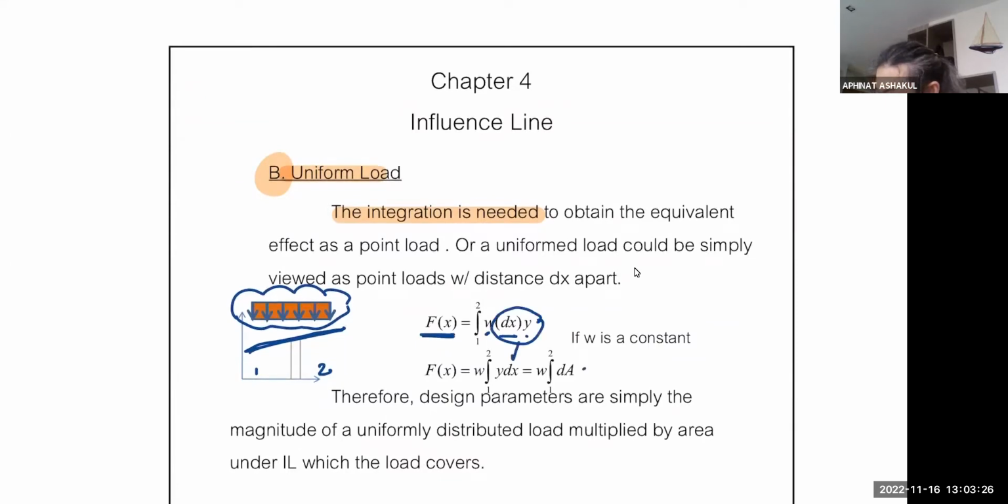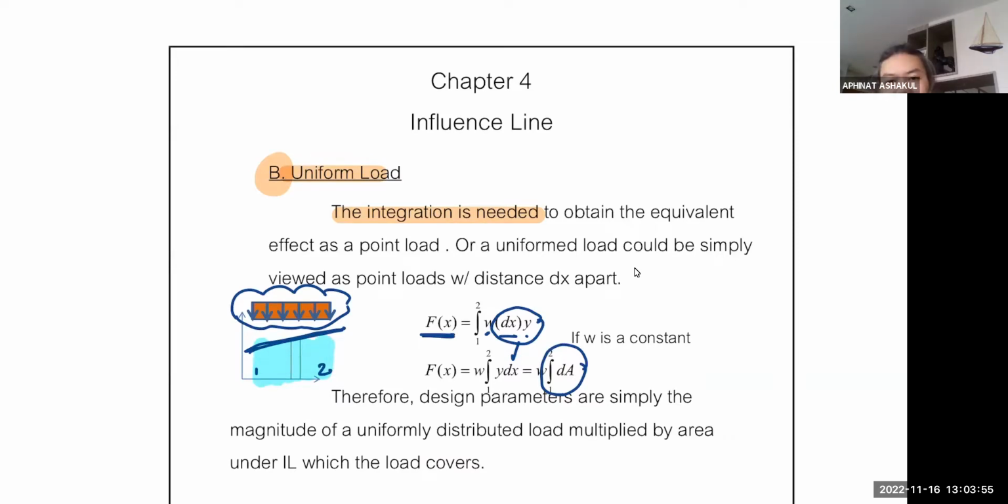essentially y dx is dA. So that means the design parameter is simply the magnitude of the uniformly distributed load multiplied by the area under which the uniform load is applied. Simple, right? So it becomes just the load multiplied by the area underneath it. Okay.